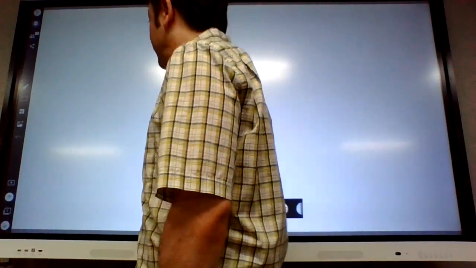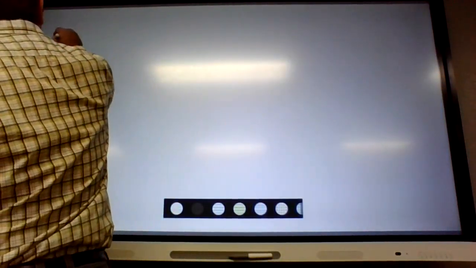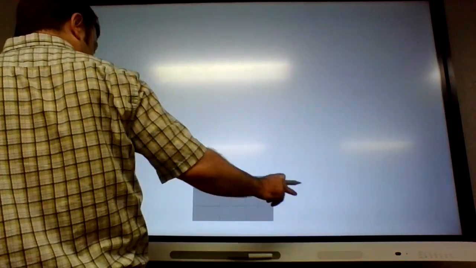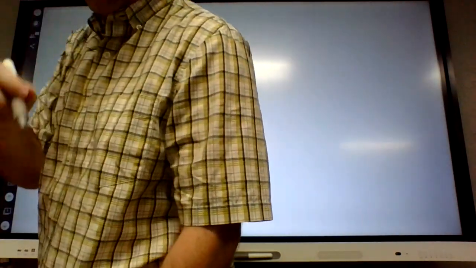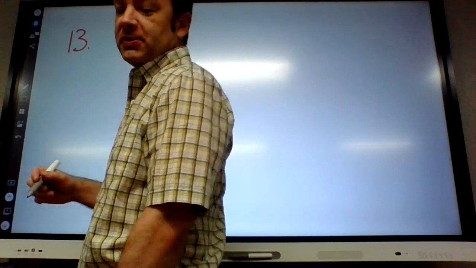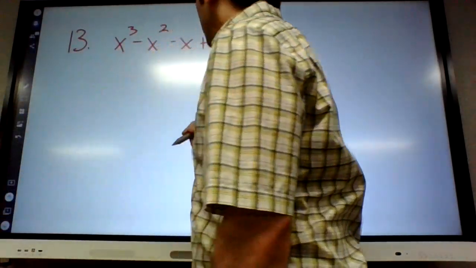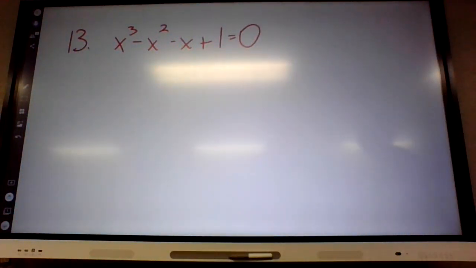Number 13 on page 84. We did do this last year, although you guys probably don't recall. x minus minus plus. Okay. So yesterday we did some of these with grouping.